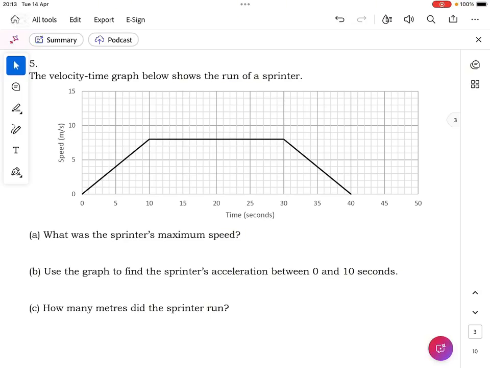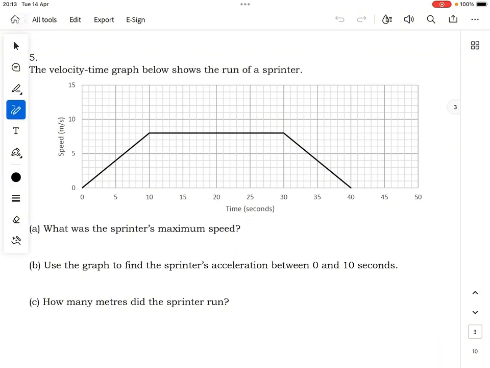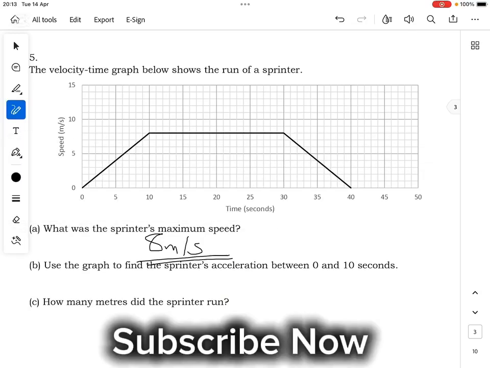First of all, if you look at the graph, the speed axis is in meters per second. So we have 5, and between 5 and 10 you have 6, 7, 8, 9, 10. So it's on the 8. So it means the maximum speed is 8 meters per second. That's all.